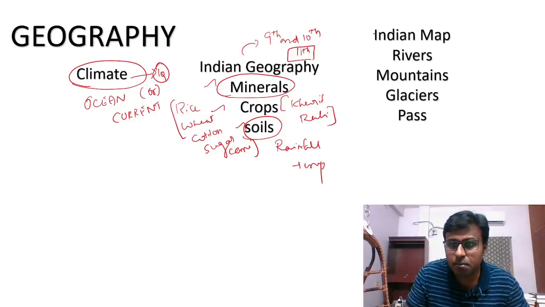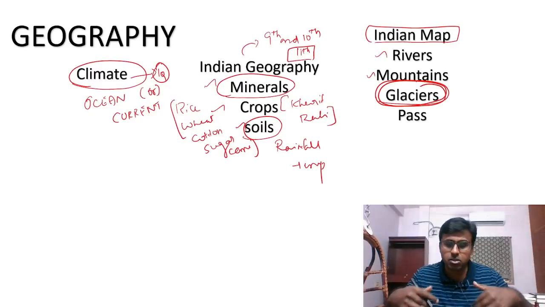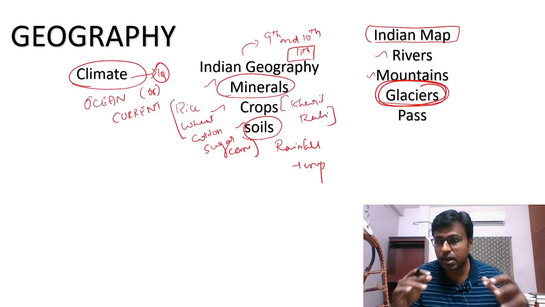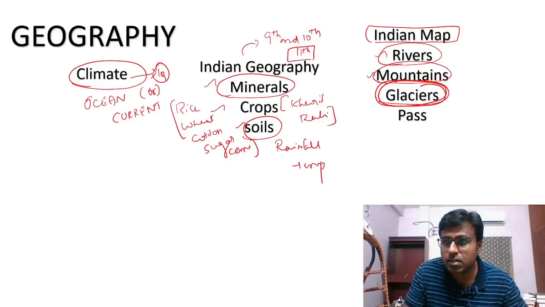Next, Indian maps. Whatever maps there are, it is most important. Rivers, mountains, and recently glacier related questions are being asked, because I think glaciers are slowly eroding or disappearing, and hence they are asking this. Now, other than mountains and rivers, they are also asking about glaciers.